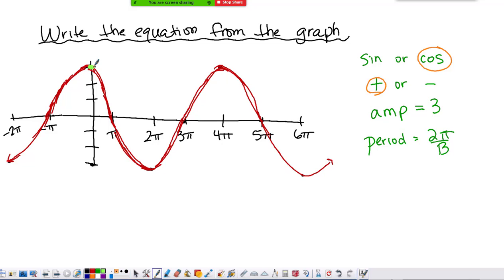So I'm up, not there yet. I'm starting to get closer. And what happens right there? I'm starting all over again, right? And that's my one cycle. So how far did it take me to get there? 4 pi, right? So my period is going to equal 4 pi. Okay.